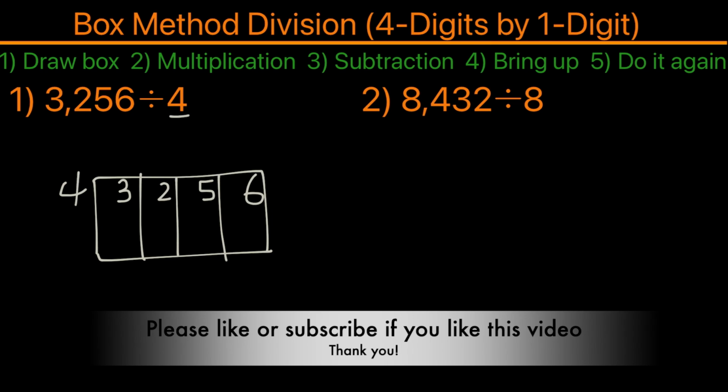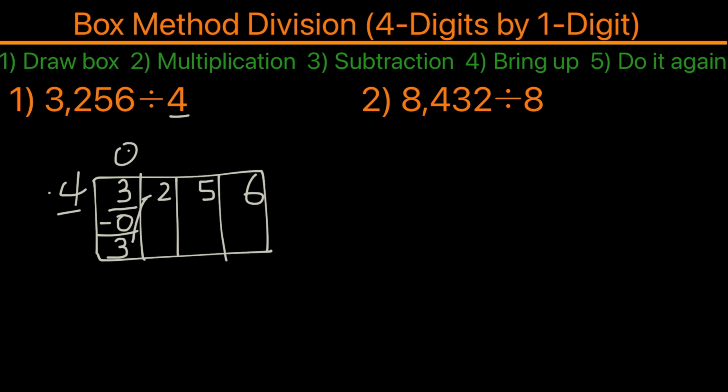First, we will divide each number, and 3 divided by 4. Since 3 is too small for 4, this will be 0. And 4 times 0 is 0. Then we want to subtract, and 3 minus 0 is 3. Then we will bring it up to the next box, and that would be 32. And then we have 32 divided by 4, and 4 times 8 is 32. Then we have 32 minus 32, which is 0.